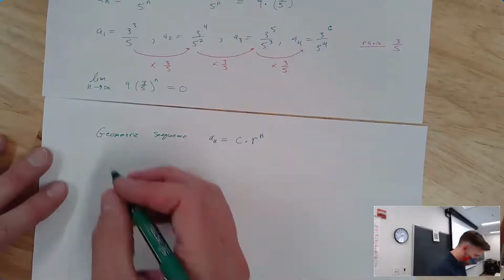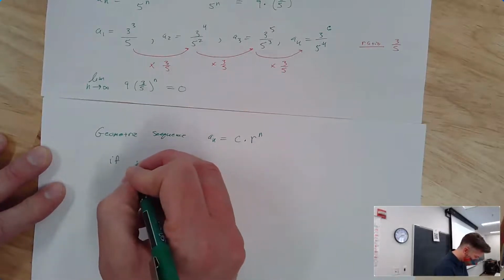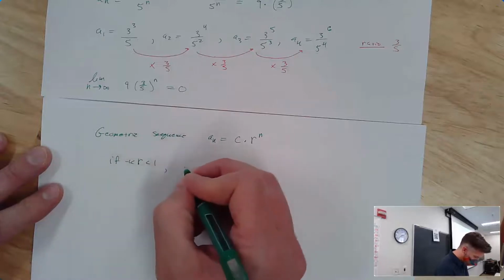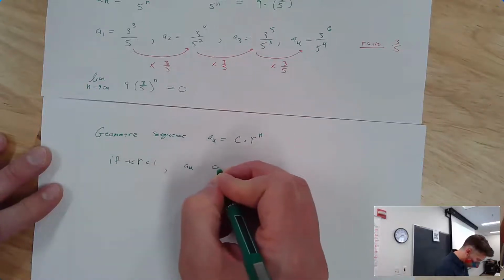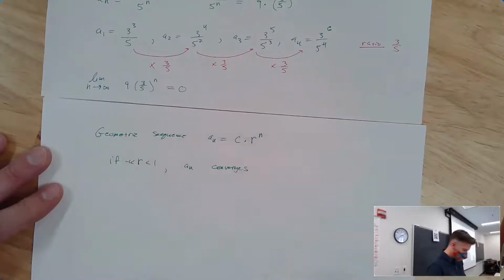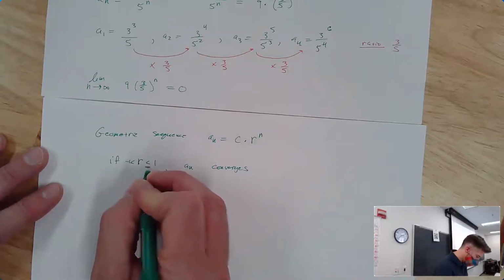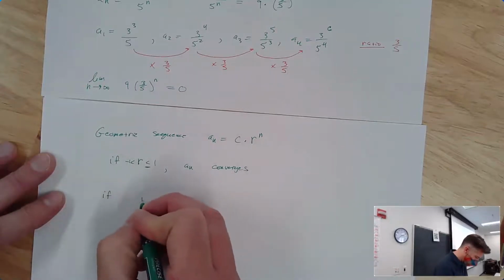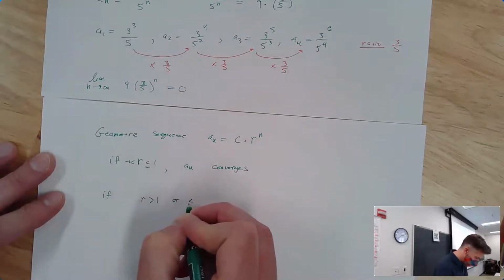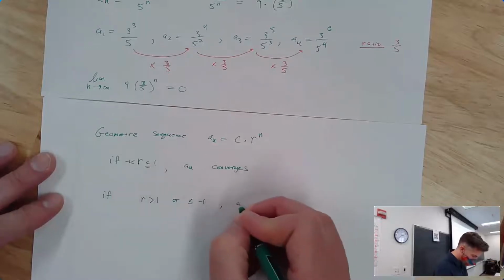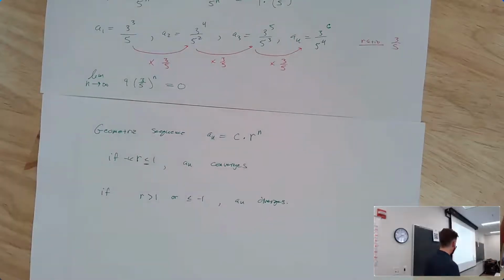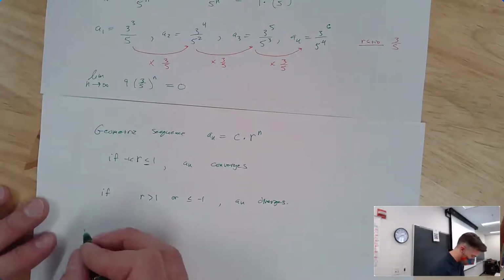And here is the deal. If the ratio is between -1 and 1, we get convergence. Technically, it could also be equal to 1. On the other hand, if the ratio is bigger than 1 or less than or equal to -1, the sequence diverges. So we already saw an example of convergence where the ratio was 3/5. Let's look at one or two more examples.